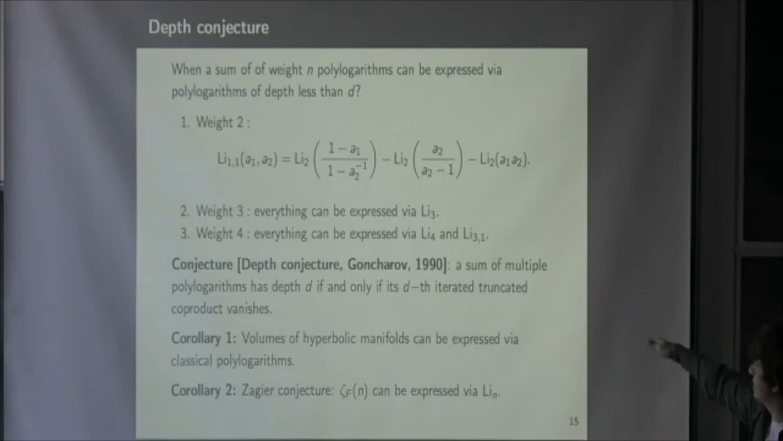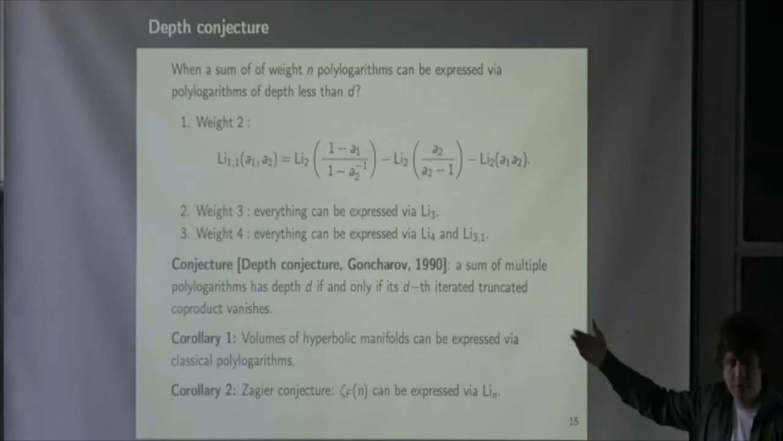So in both these cases, the statements are known up to n equal to 4. For n equal to 2, it's the original result of Zagier. For n equal to 3, it's a result of Goncharov, for n equal to 4, it's our work with Goncharov, and for n equal to 5 and more, it's open.